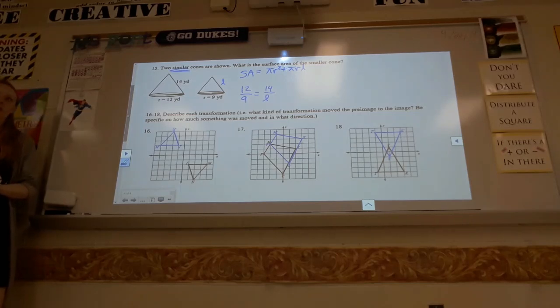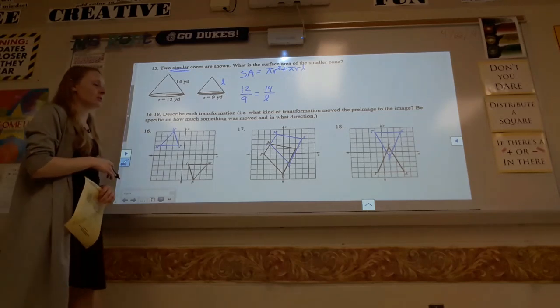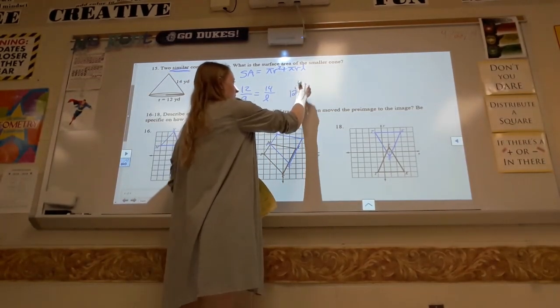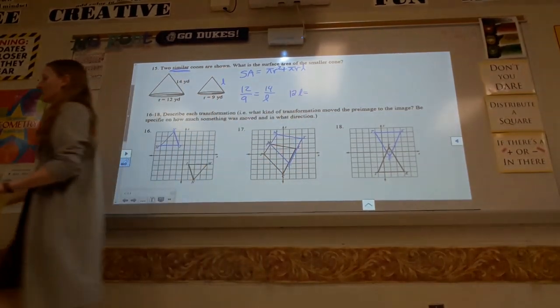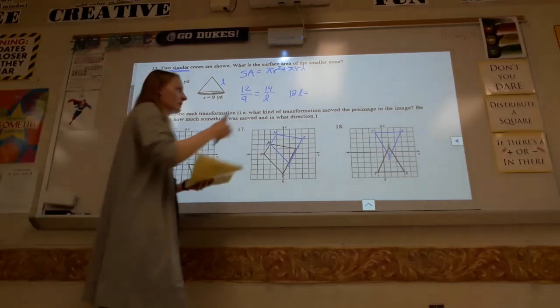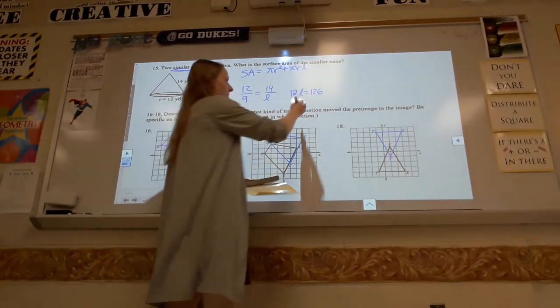Because these are similar, make sure you're looking out for that. Because these are similar cones, we can use our proportion. Remember that the dimensions are proportional for similar figures, whether 3D or 2D. So I can use cross multiplication. 14, and then divide by 12, 10.5.